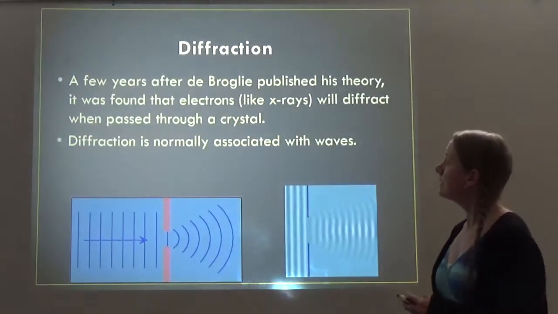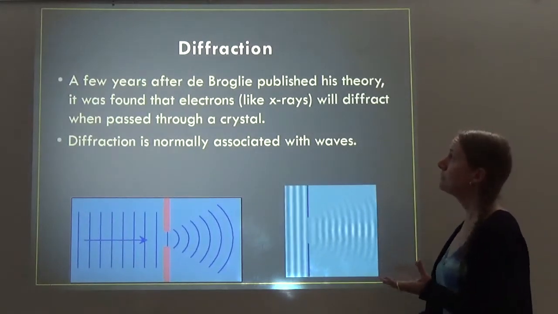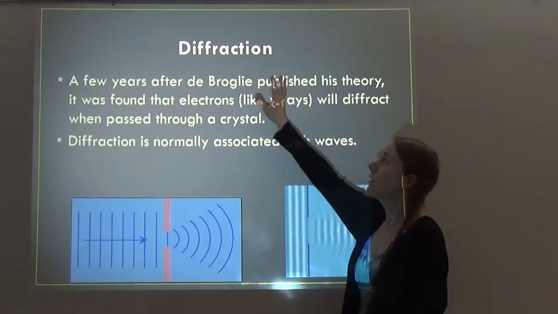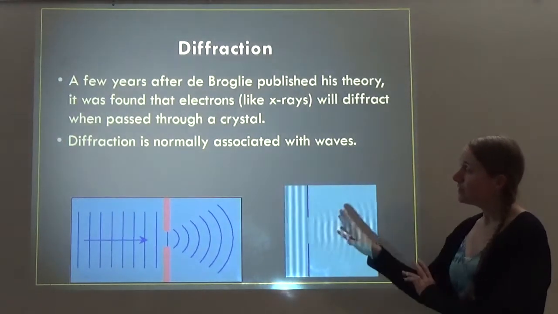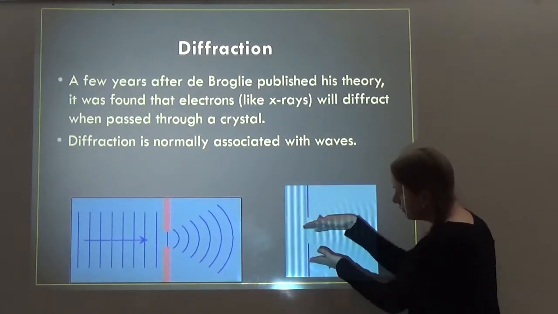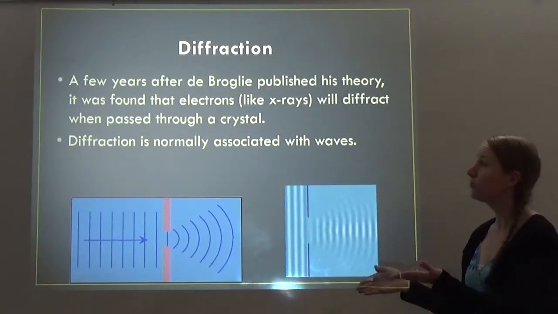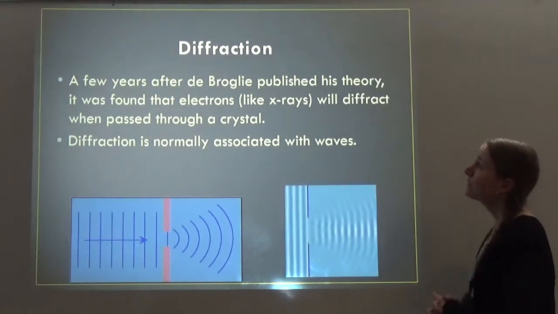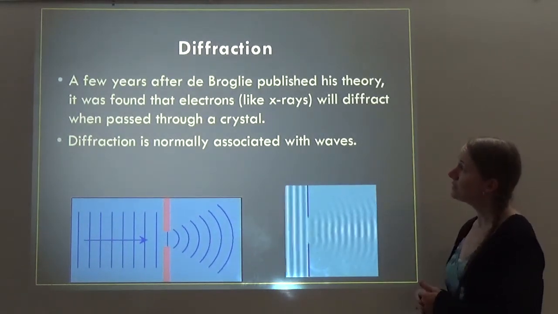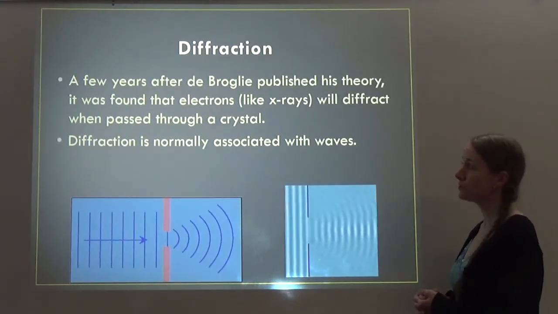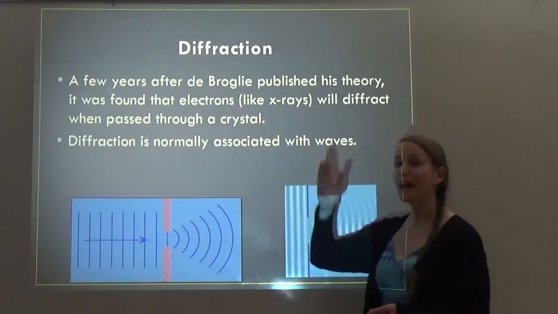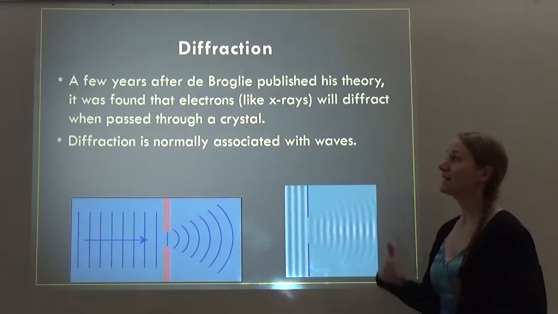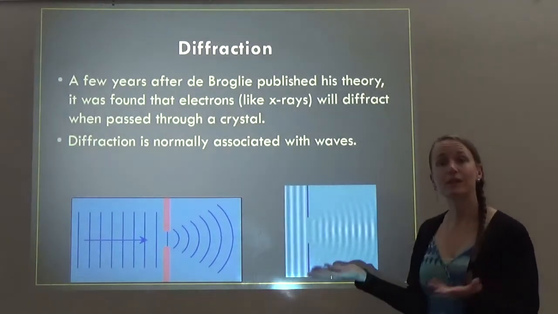All right, so let's talk a little bit more about some properties of waves. Diffraction is one of the properties that light does that is a wave behavior. Diffraction is when a wave bends either through an opening or around an obstacle. Again, that's a behavior of a wave. A few years after de Broglie published his theory, it was found that electrons, like X-rays, will diffract when passed through a crystal. Diffraction is normally associated with waves. So again, an electron is an actual particle, but yet it's acting like a wave, like de Broglie predicted with his matter waves.